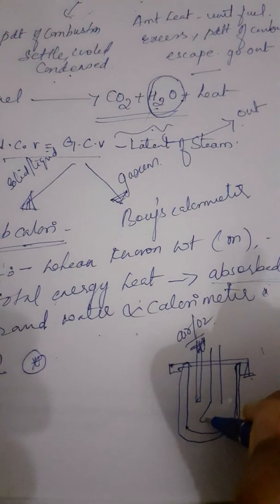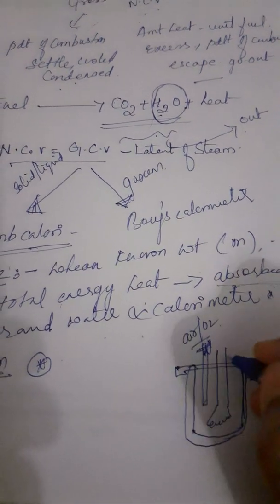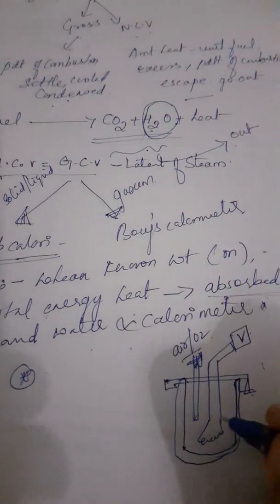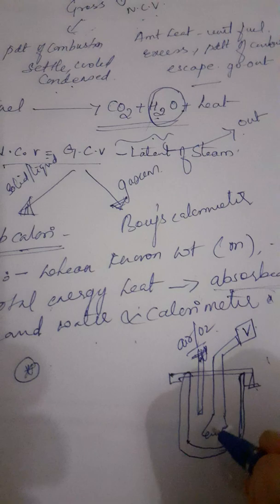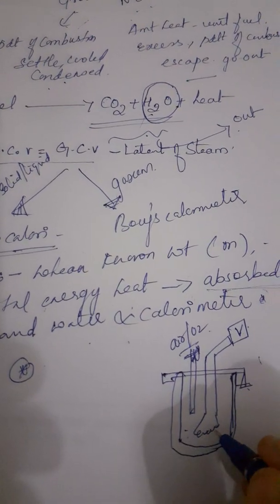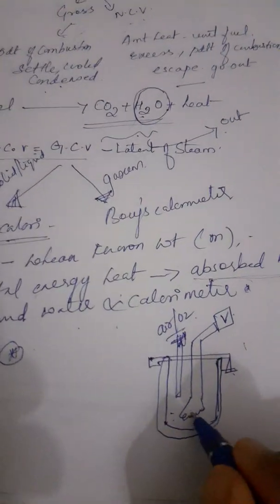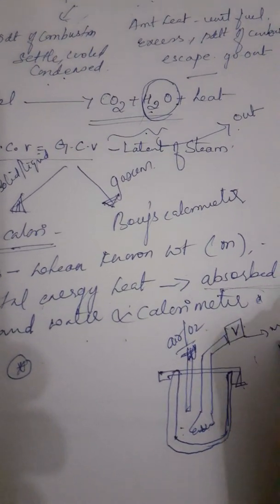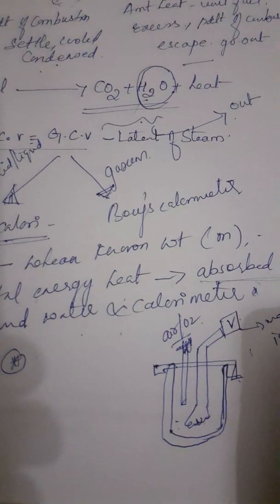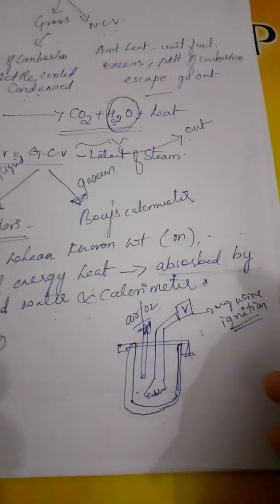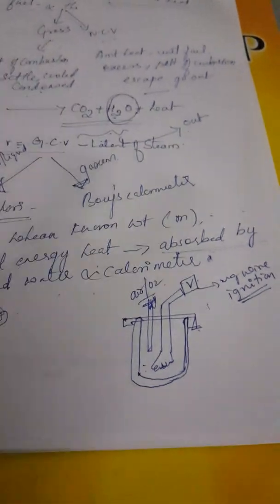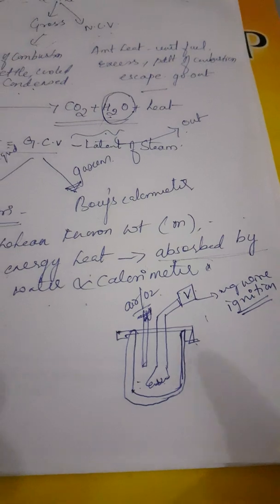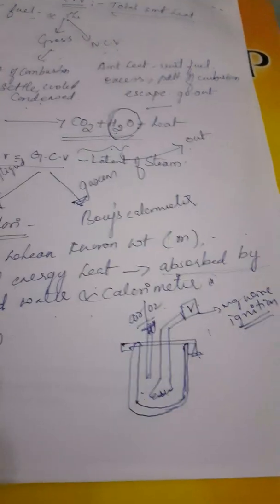It has an air or oxygen valve and a magnesium fused wire connected to a voltmeter. So electrically, this magnesium fused wire is used to ignite the fuel. This is the magnesium wire for ignition, because whenever fuel is there, it does not undergo combustion by itself until it is ignited and enough air is present.